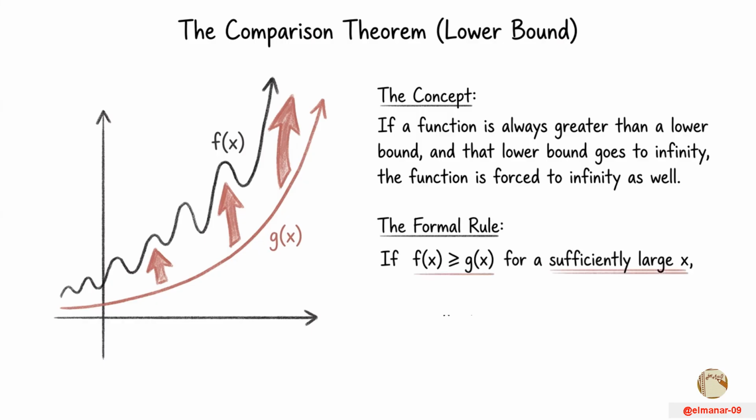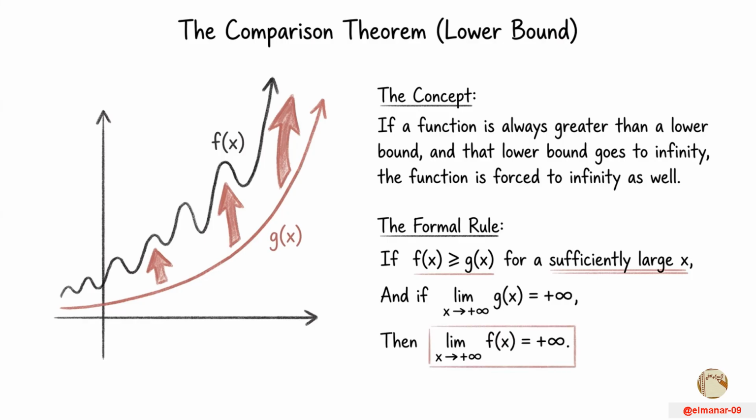The formal rule is simple. If f of x is greater than or equal to g of x for large values of x, and the limit of g of x is infinity, then the limit of f of x must also be infinity. It's a powerful way to prove a function is growing without bound just by looking at its smaller neighbor.